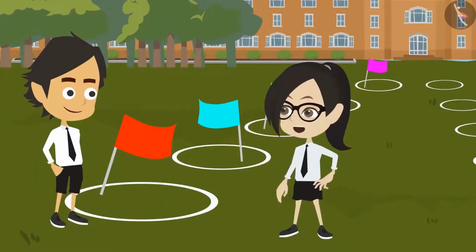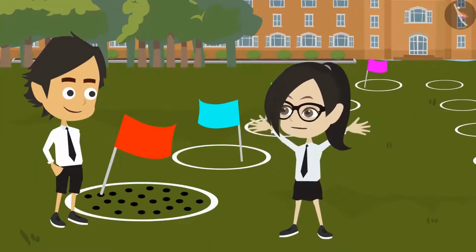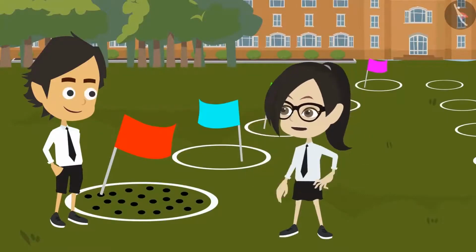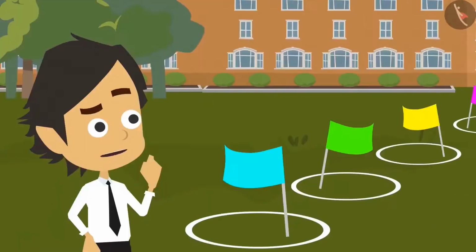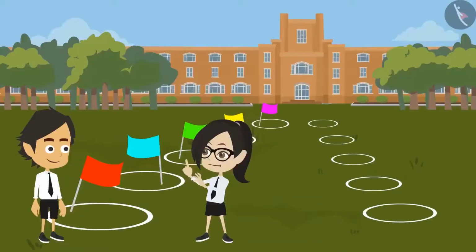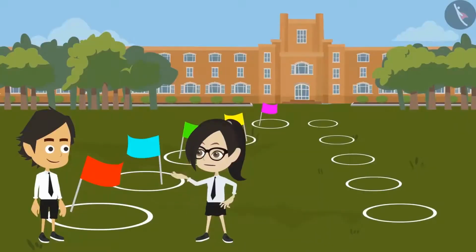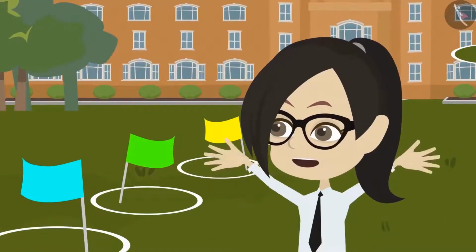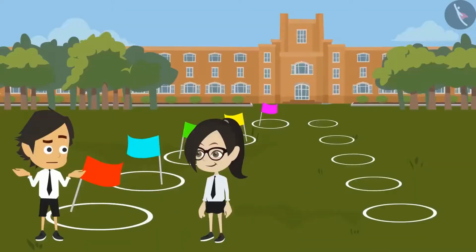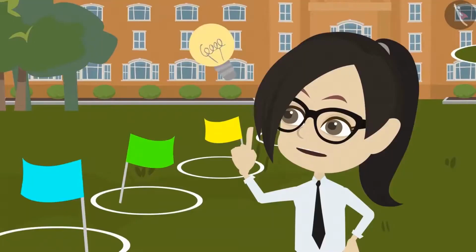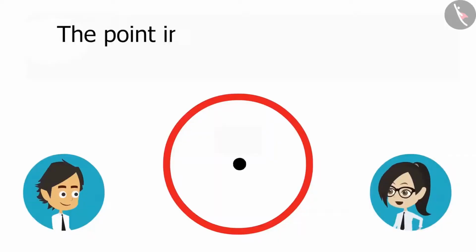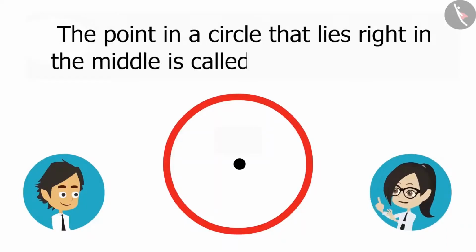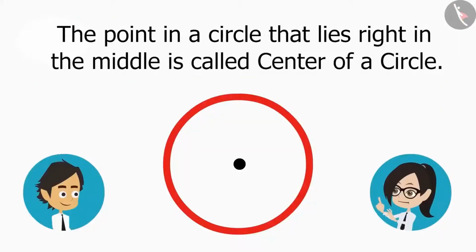Oh, there are many points inside a circle. This does not mean that all points will be considered as a center of the circle. Then what do we consider as the center of the circle? You don't have to assume the center. The center is already there. Do you remember the definition of a circle given in our book? No. I will tell you. The point inside a circle that lies right in the middle is called the center of a circle.